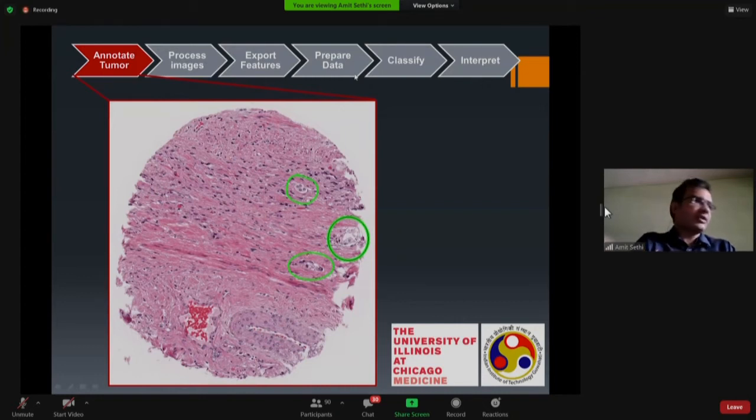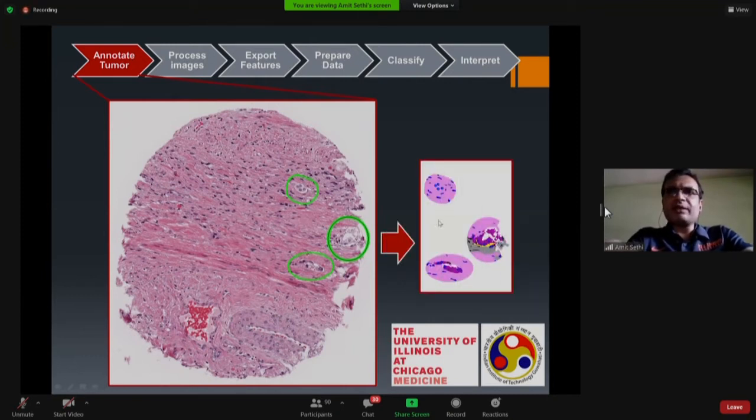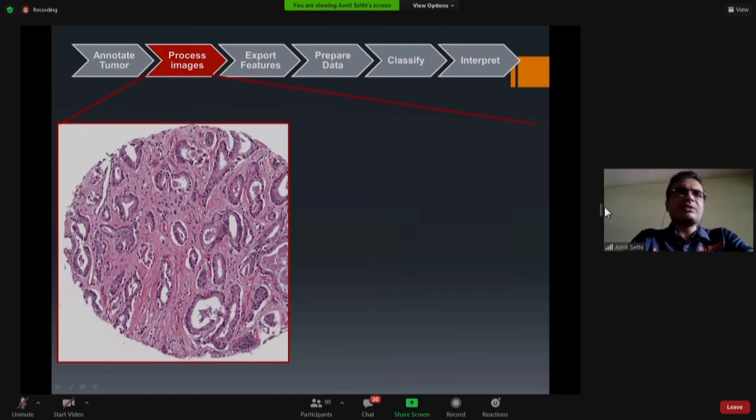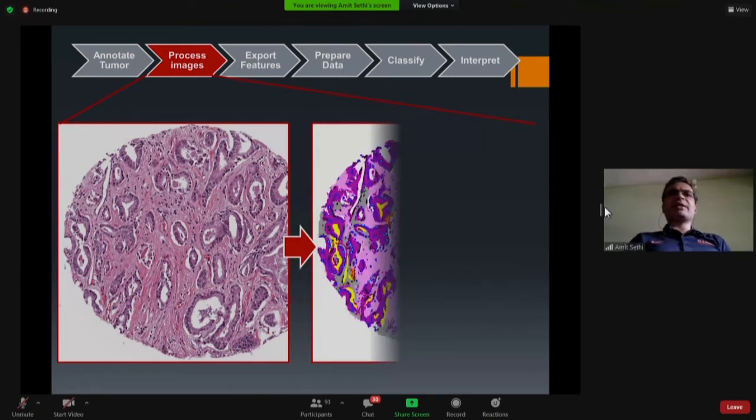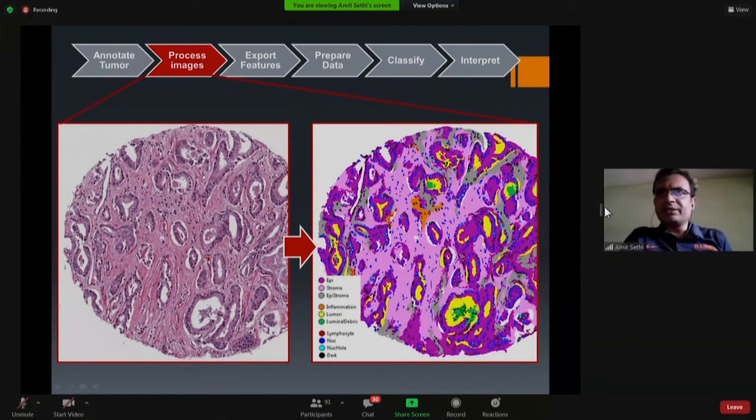I'll go through these in quick succession. So once these images are annotated, we can basically get the regions that have the cancer. And after that, we started processing the images. That means from this image, whichever region had cancer, we built a computer vision pipeline that divided the entire area into different regions that it can recognize.